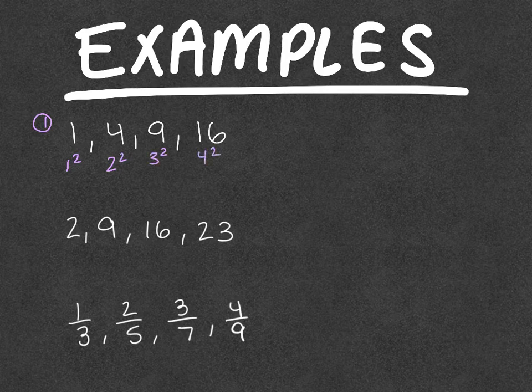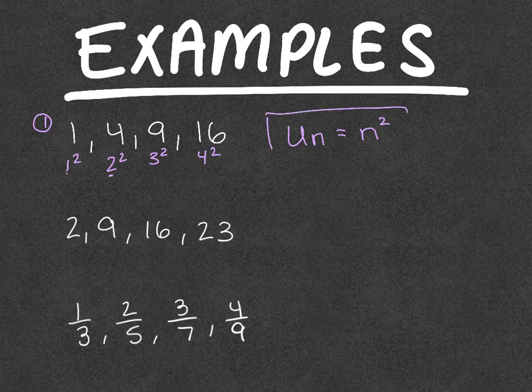And 4 squared. So if I wanted to write an equation to represent this, we're going to use U sub n. And n is the position, right? So if this is the first term and it's 1 squared, and this is the second term and it's 2 squared, then the way this equation would work is it's just whatever position it is squared. And that's it. Okay, so this would work for perfect cubes or anything like that.